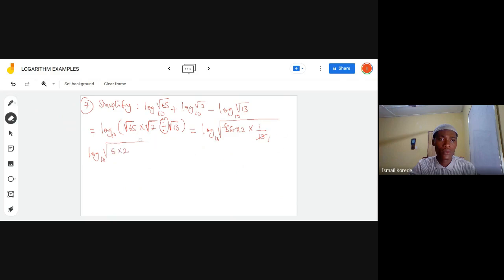That root is just too long. So I have the log of root 10 to base 10. So I have log of 10 to the 1 over 2, base 10, because root 10 is the same thing as 10 raised to the power 1 over 2. So I can bring 1 over 2 to this side. So I have 1 over 2 log 10 base 10, which is the same thing as 1 over 2 times 1, which is the same thing as 1 over 2.